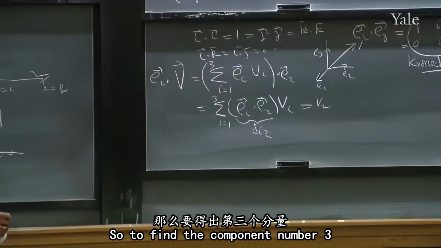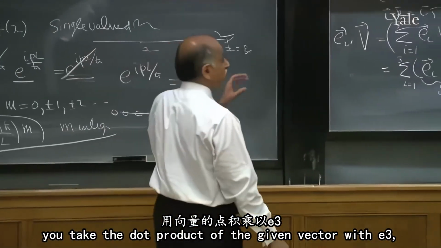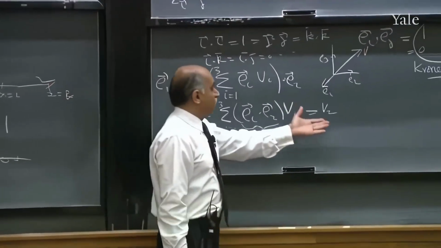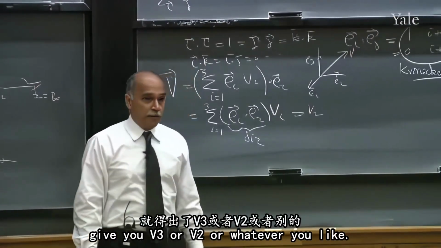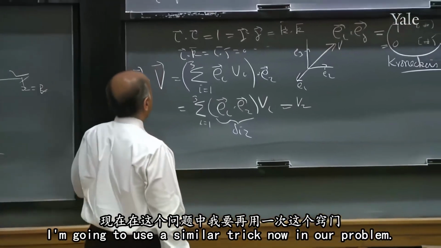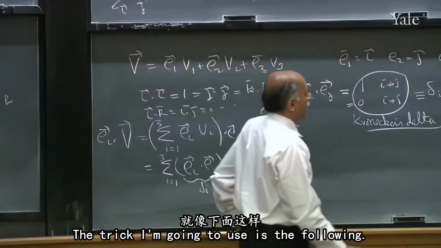So to find the component number 3, you take the dot product of the given vector with E3. And that will give you V3, or V2, or whatever you like. I'm going to use a similar trick now in our problem. The trick I'm going to use is the following.